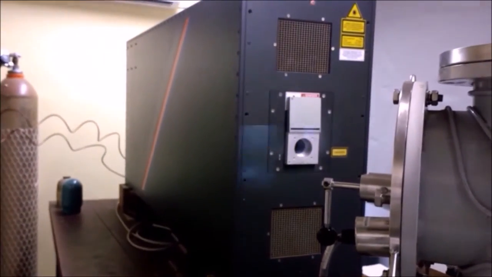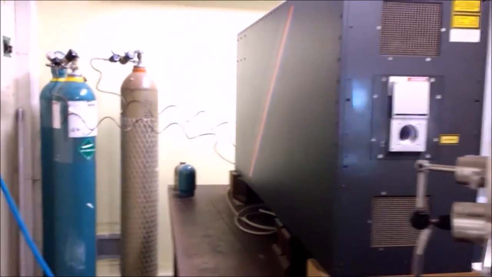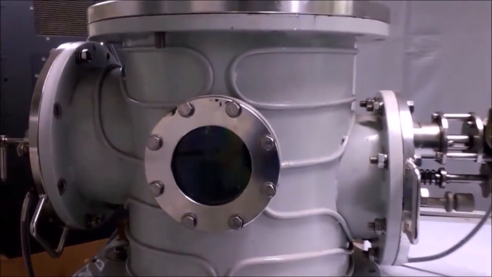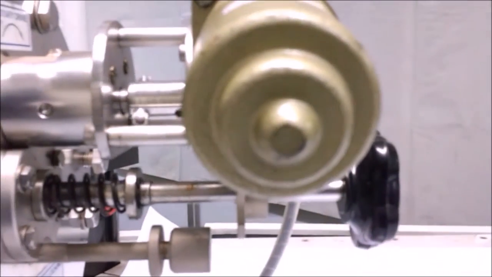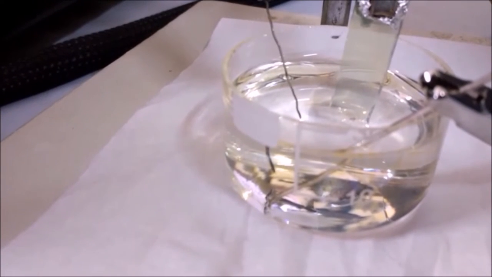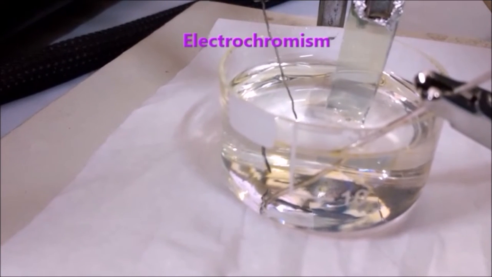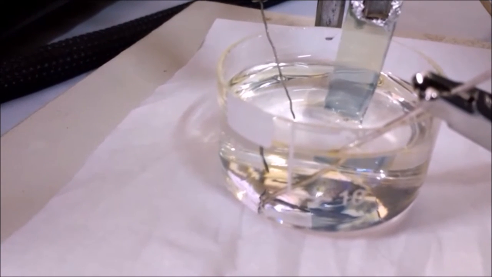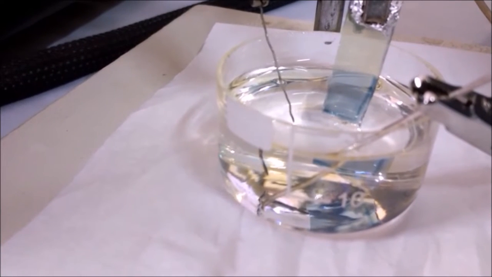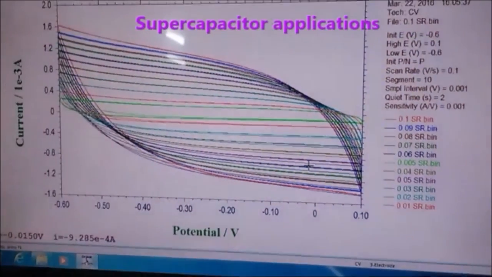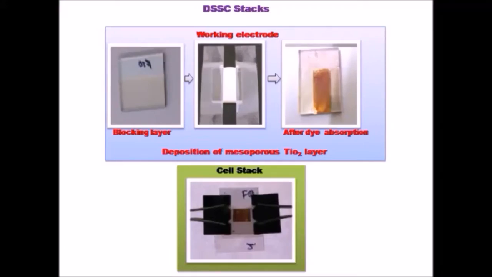We use a krypton fluoride gas-based laser which emits a wavelength of 248 nanometers in the UV region. A carousel is used in depositing multilayer coatings without breaking the vacuum. We fabricate thin metal oxide nanostructured coatings such as molybdenum oxide, tungsten oxide, vanadium oxide, zinc oxide and mixed oxides for electrochromic display devices, supercapacitors, DSSCs and foldable intraocular lenses.